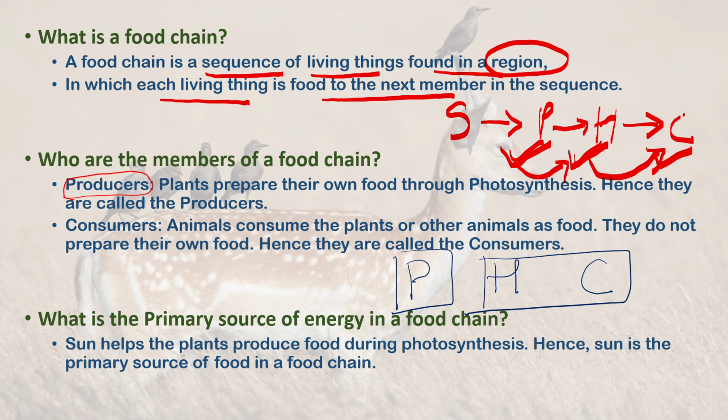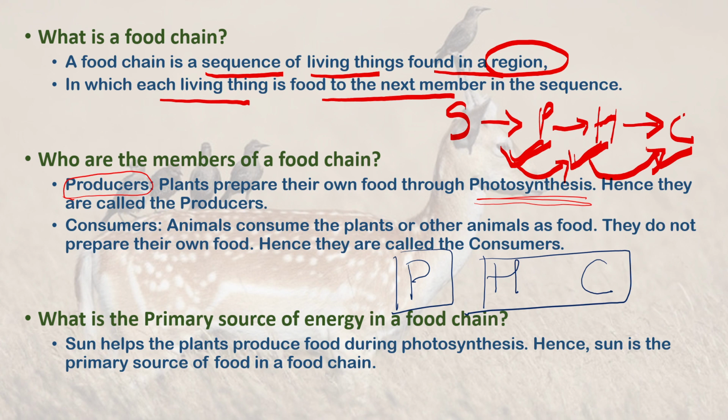Because plants do not need any other living thing to depend on. Plants are self-sufficient. They can make their own food by themselves through a process called photosynthesis. Can you do photosynthesis? No, right? Can a cat do photosynthesis? No, right? So they don't know how to make their own food.